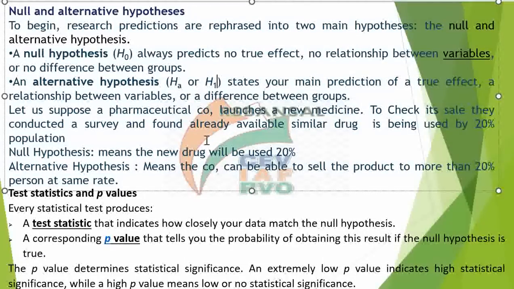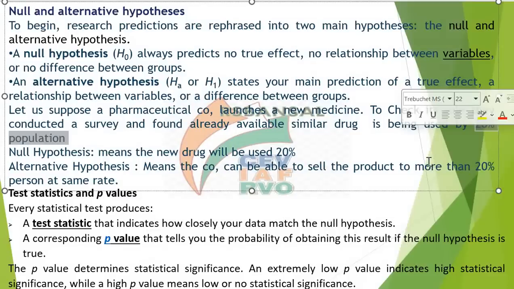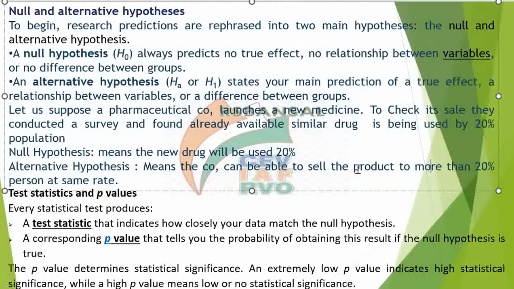Let us suppose, for example, a pharmaceutical company launches a new medicine. They conducted a survey in the market and found that an already available similar drug having the same price is being used by 20% of the population. Then what does the null hypothesis mean?